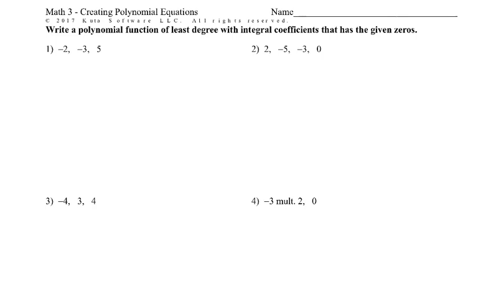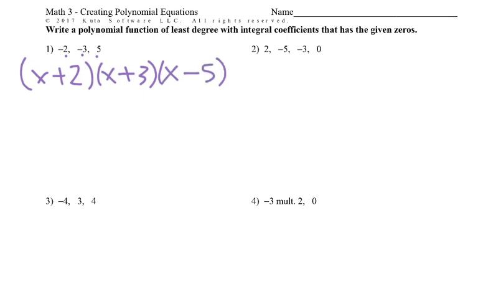Alright, Math 3, creating polynomial equations. So hopefully you tried this on your own, using this just to check things out. Remember, the main thing is we take each of these zeros and we turn them into factors, which is basically parentheses x, then do the opposite of what they are and just string them together. Then what we end up doing is just multiplying things together.